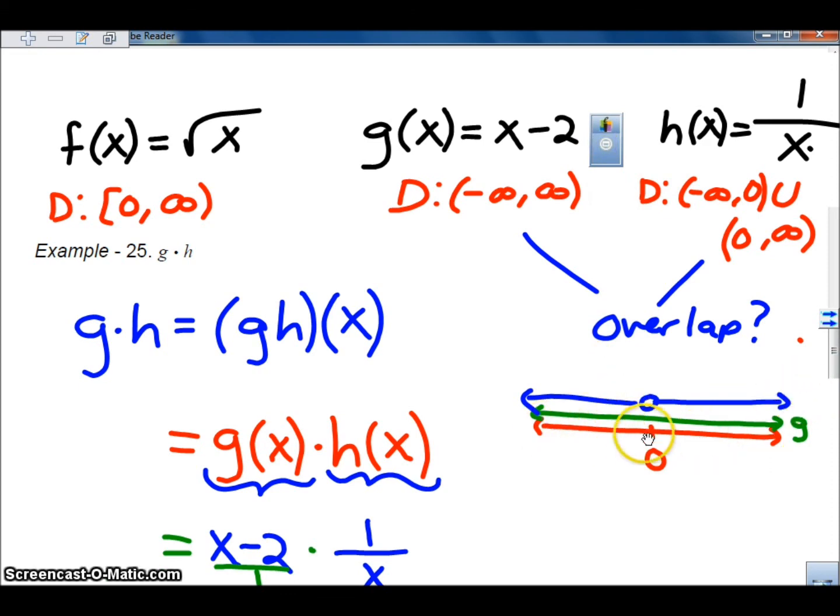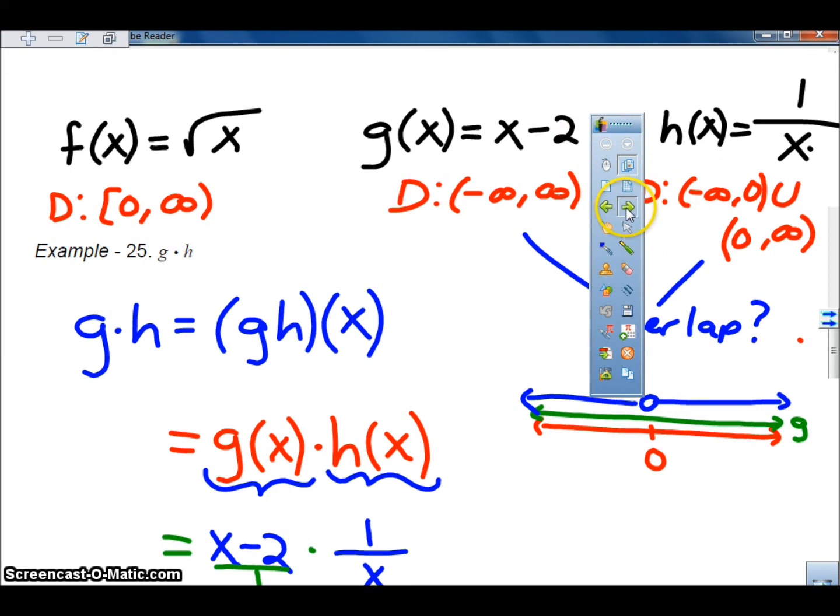So I guess I forgot to label this one here, but the domain of g is all real numbers, so it's this green line here. It covers everything. The domain of h is everything except for 0. So we use an open circle to skip over the number 0. So we shade in everywhere else except for the number 0.